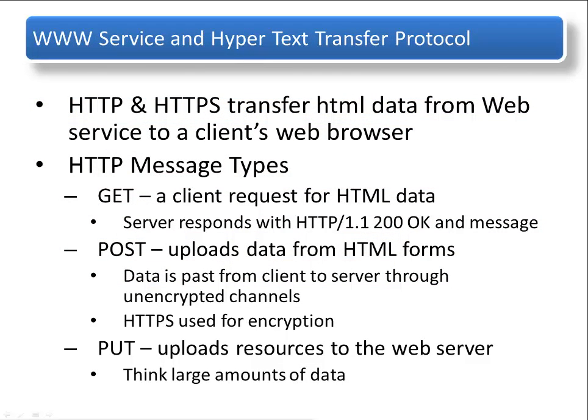Application layer protocols help to define the message that is passed from client to server. Whether the client is accessing a secure website using HTTPS or an insecure site using HTTP, both protocols define the three basic types of a hypertext message: GET, POST, and PUT. This message type helps the server decide what to do with the data.